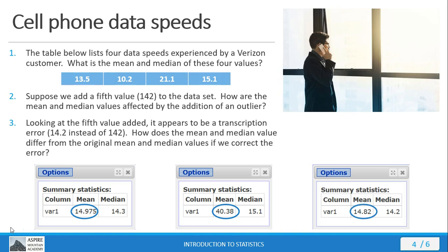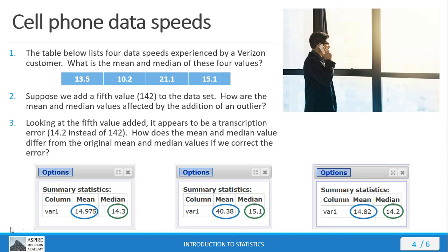So we see that the mean considers every data point in the set, and as such is sensitive to the influence of outliers and other extreme values. Now, let's look at the median values. Here's the first one, here's the second one, and here's the third one. Notice that they're all in the same neighborhood. The addition of an outlier didn't change the value all that much.